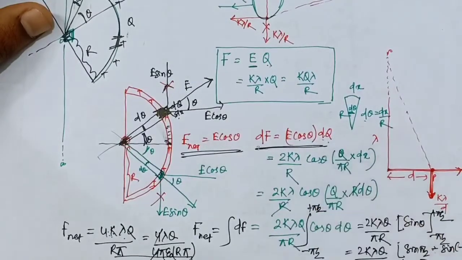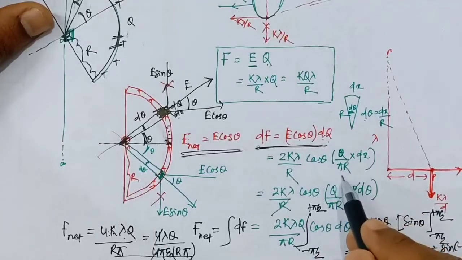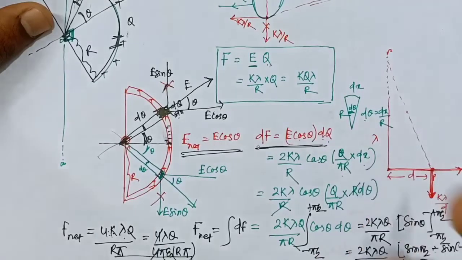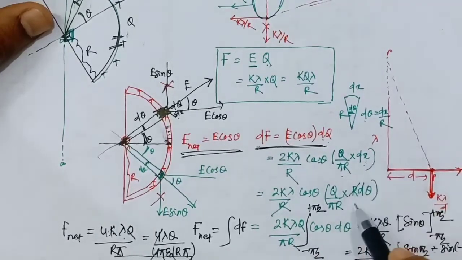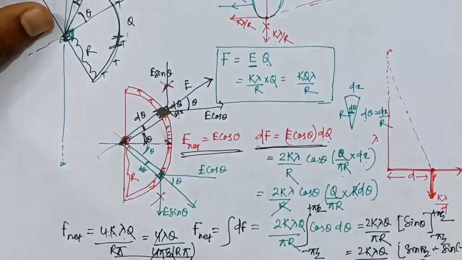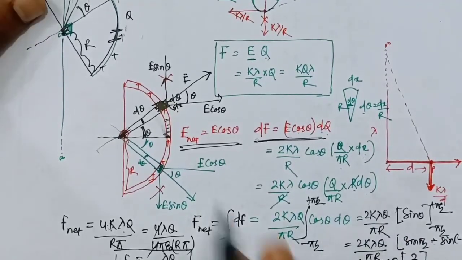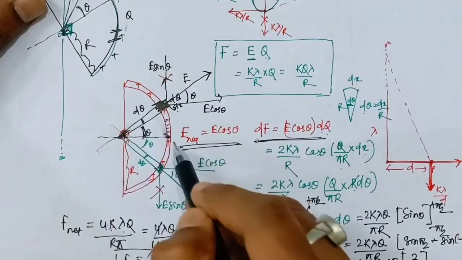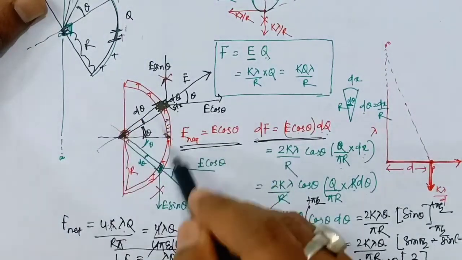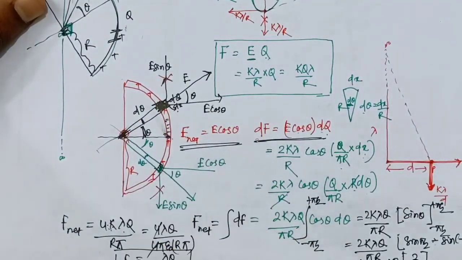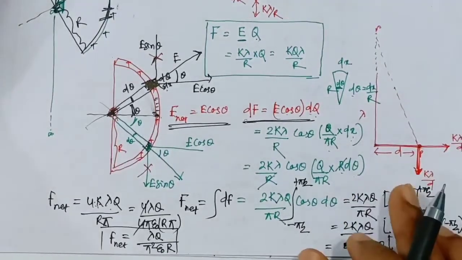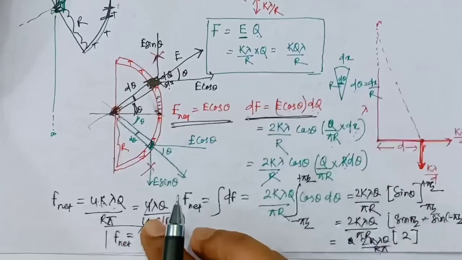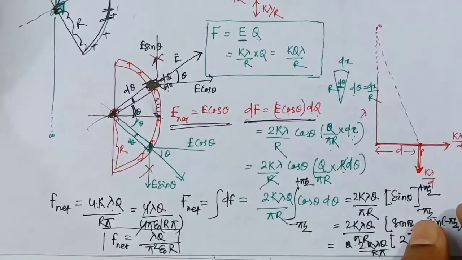dq, the amount of charge, can be written as charge per unit length into my elementary length, and the elementary length can be written as r dθ. The limit, very carefully: here to here is 0 to π/2, here to here 0 to minus π/2. So my limit is minus π/2 to plus π/2, and solving the basic integration, I concluded this result. I hope the scenario is pretty clear to everyone.